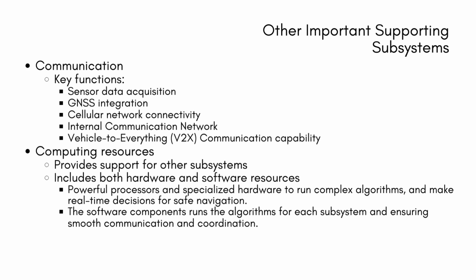The computing components provide support for other subsystems by processing data and generating necessary outputs. It includes both hardware and software resources. Powerful processors and specialized hardware are needed to crunch the massive amount of data generated by sensors, run complex algorithms, and make real-time decisions for safe navigation. The software component runs the algorithms for each subsystem, ensuring smooth communication and coordination.